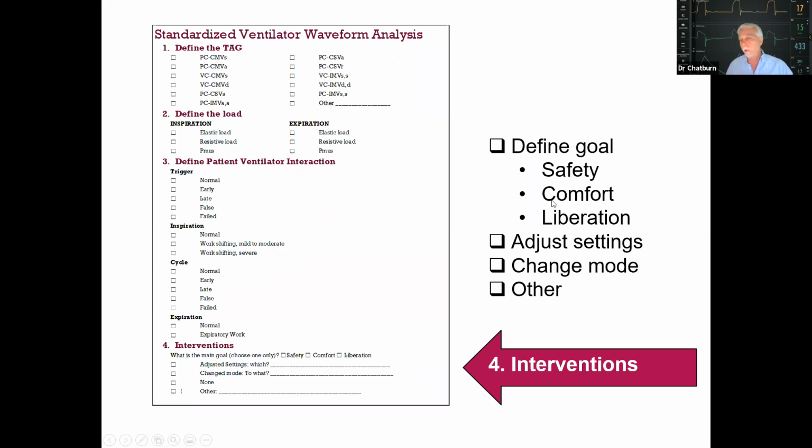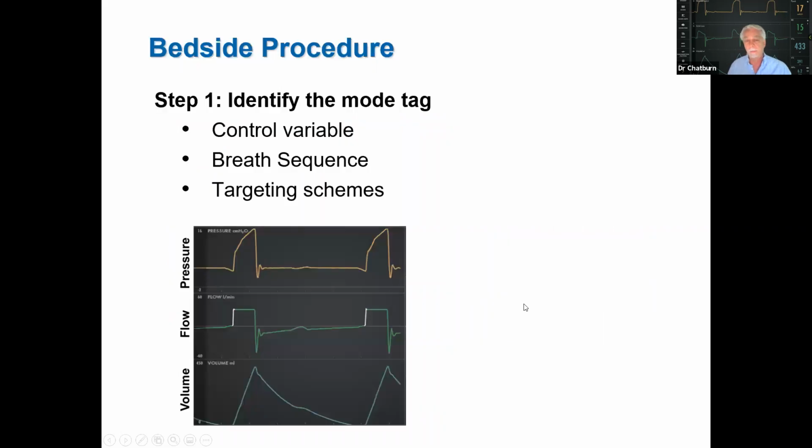And we like to say there's only three goals in life, I'd say: safety, comfort, and liberation. Safety meaning gas exchange and adequate lung protection. Comfort in terms of adequate assistance or support of work, and liberation meaning early weaning. So if you find a problem with patient-ventilator interaction such that you're not serving the goal that you want, then you need to suggest setting changes or mode changes or some other intervention, like perhaps paralysis.